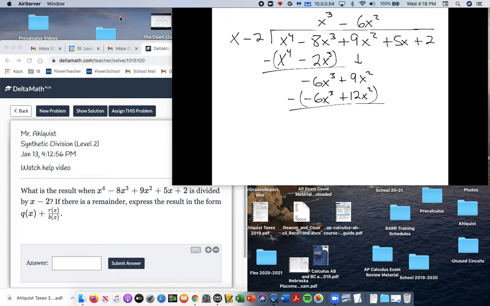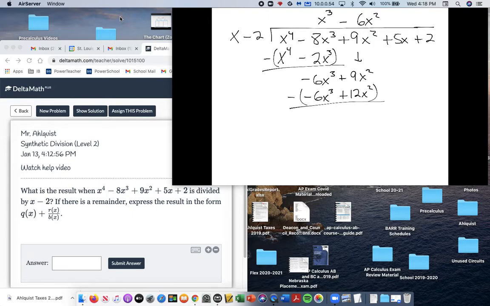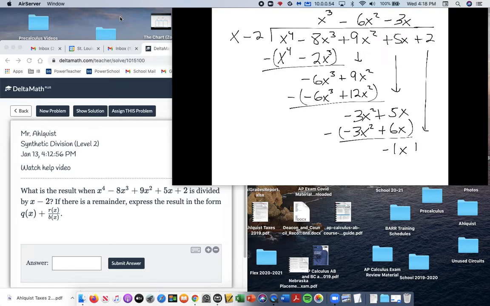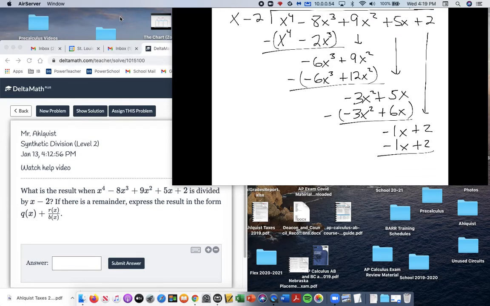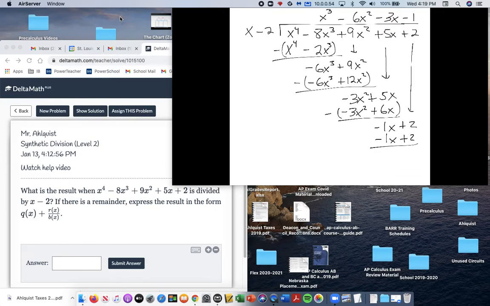So when we subtract those, scroll out a little bit so I can fit the whole thing in there. This is going to be negative 3x squared now. And we'll bring this 5x down. So now we're going to multiply by negative 3x. So this is negative 3x squared plus 6x. Subtract again. Now this is negative 1x. If we bring this 2 down, and now if we multiply by negative 1, then this is negative 1x, and this is plus 2. And on this one, when you subtract them, you get 0. So there is no remainder on this one.